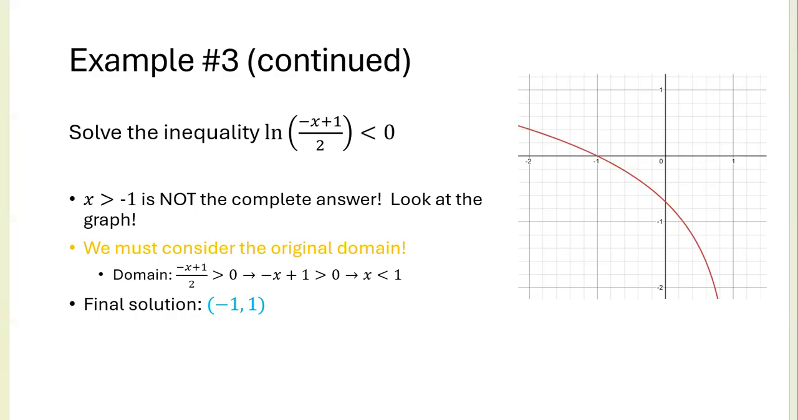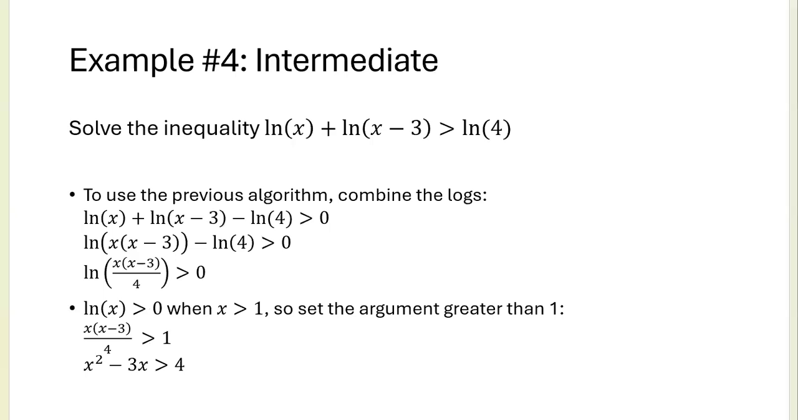All right, so now let's go over some more intermediate examples with that domain comment in mind. Let's solve this inequality, ln of x plus ln of x minus 3 greater than ln of 4. In order to use our previous algorithms, we want to set it greater than 0 or less than 0, so we have to move everything to one side. Let's subtract ln of 4 on both sides. That's this line right here. Now let's start combining the logs, because we want the log of something greater than 0 so that we can set that something greater than 1.